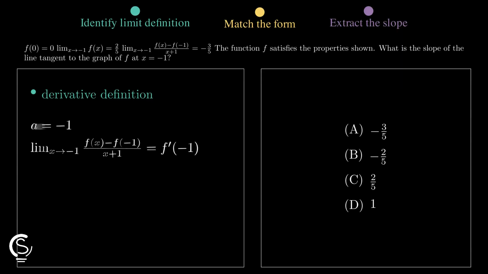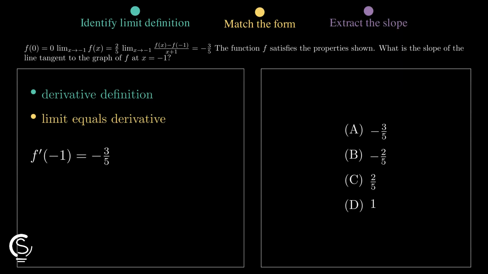Since the limit is given as -3/5, the derivative at -1 must also be -3/5. This is the slope of the tangent line. Boom, done.